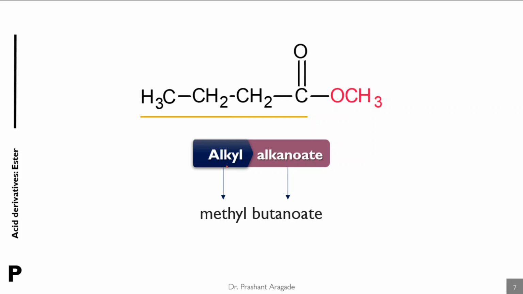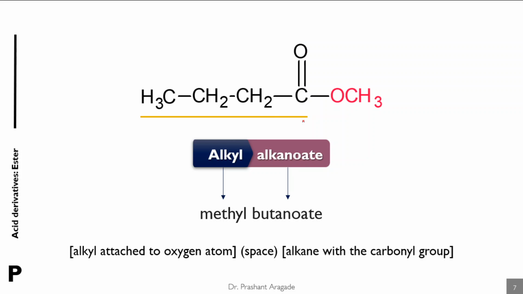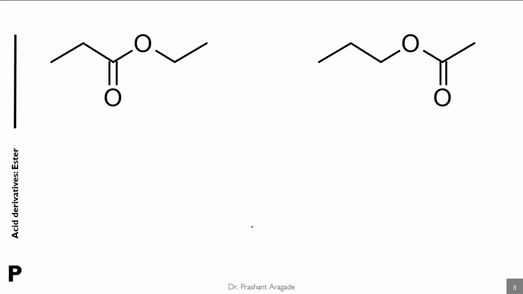As in the IUPAC system, an ester is named as alkyl alkanoate. So remember, what does the alkyl portion mean? The portion which is attached to oxygen. And what does the alkanoate portion mean? The carbon chain containing the carbonyl functional group. Always remember, alkyl and alkanoate are separated by a space.